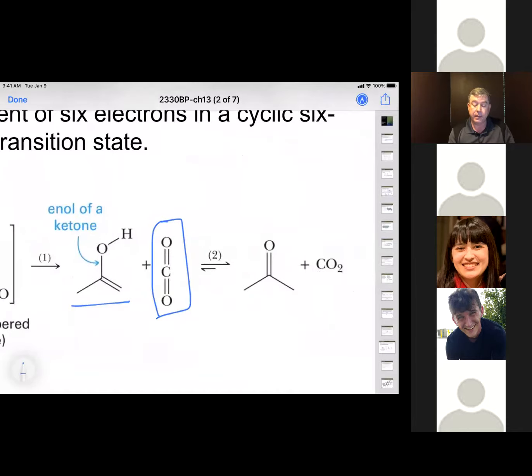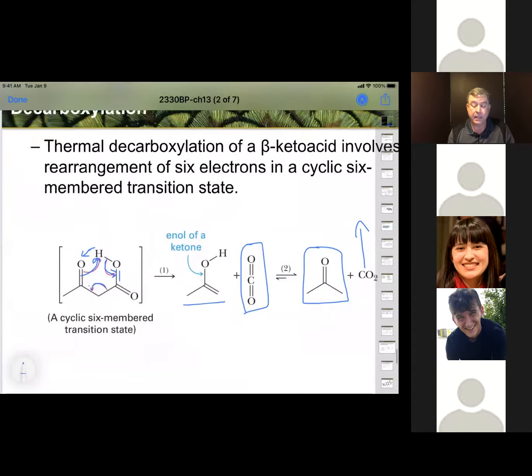And then our enol form will rearrange to be our keto form, and our CO2 goes off as a gas. Because of this transition state, the direct transfer of the hydrogen to that carbonyl, it makes it very easy to do this thermal decomposition. Some of these can happen at like 50 or 60 degrees because of that transition state.